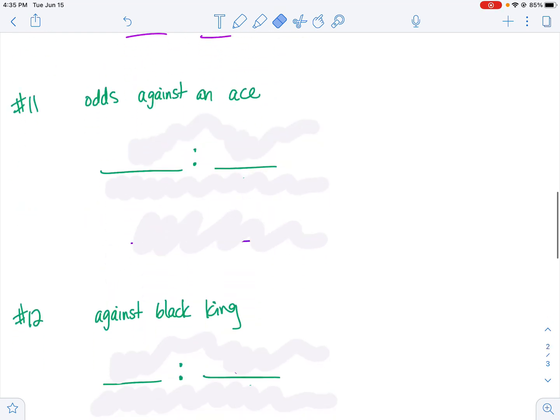So number 11, same idea, but this one is asking us for the odds against an ace. So if I want odds against an ace, I want everything that's not an ace in the first part, and then the aces in the second part. If I want to figure out against the aces, I want the things that aren't aces first to everything that is an ace. Well, how many aces are there in a deck? And then how many things are not aces?